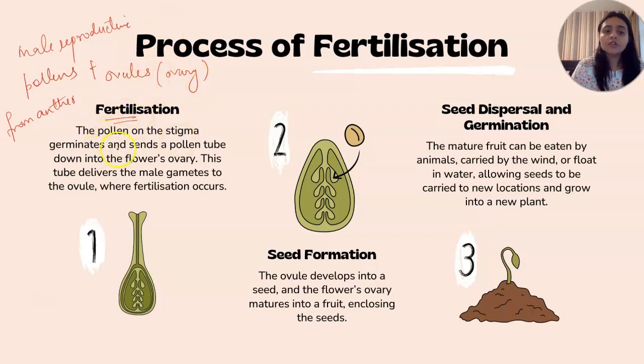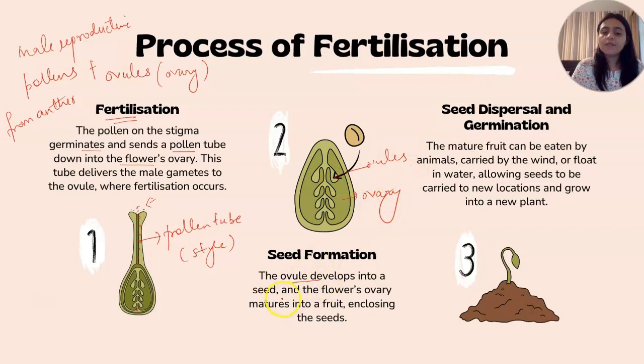The pollen on the stigma germinates and sends a pollen tube down into the flower's ovary. This pollen tube is inside the style part of the flower. Now when the pollens are attached through pollinating agents, the pollens go straight inside the pollen tubes, and there are already ovules present. Here you can see seed formation, these are the ovules. This is the ovary in which these ovules are present.